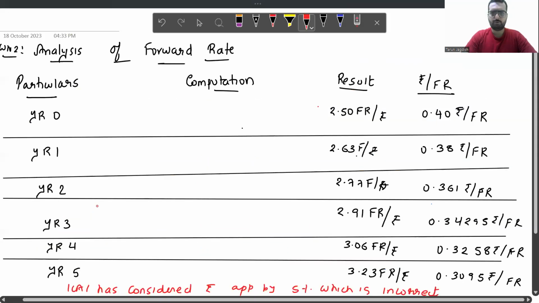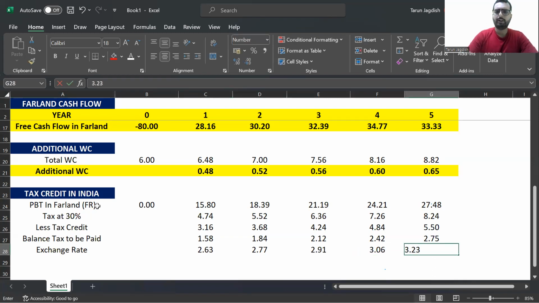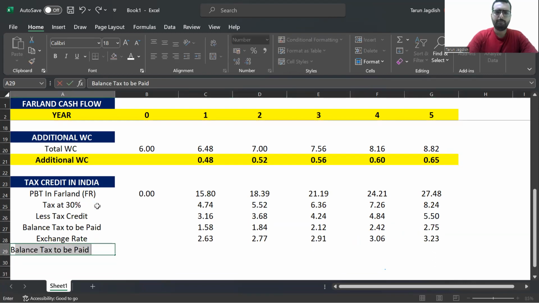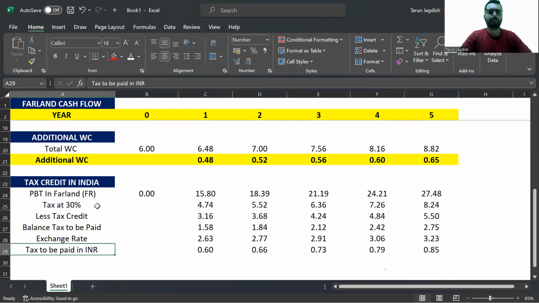Okay, then you have 2.77, then 2.91, 3.06, 3.23. From this, I'll find out the tax to be paid in INR. So how much will be the tax that I'll pay in INR? This divided by this, so I'll get 0.6, 0.66, 0.7379, and 0.85.